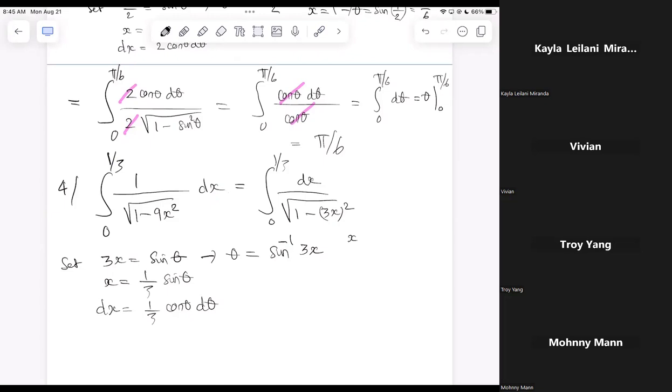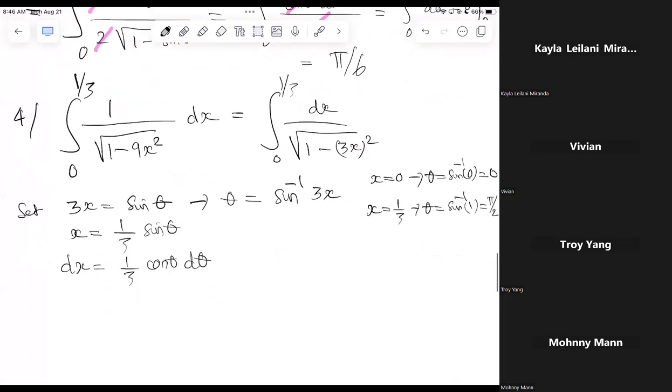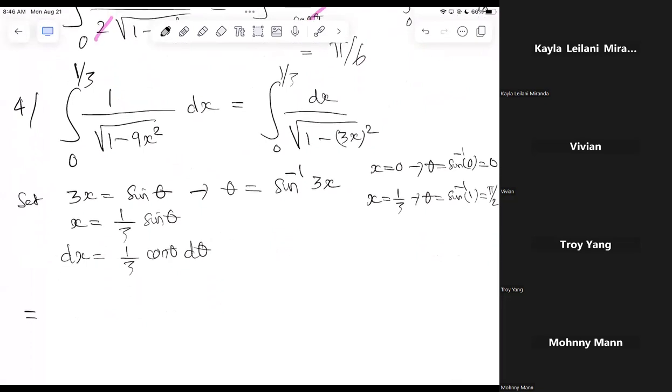So again, if x equals 0, theta is equal to sine inverse of 0, which is just 0. If x equals 1/3, theta is going to be equal to sine inverse of 3 times 1/3, which is just 1, so it's just equal to pi over 2. Okay, so it means the integral now becomes from 0 to pi over 2.